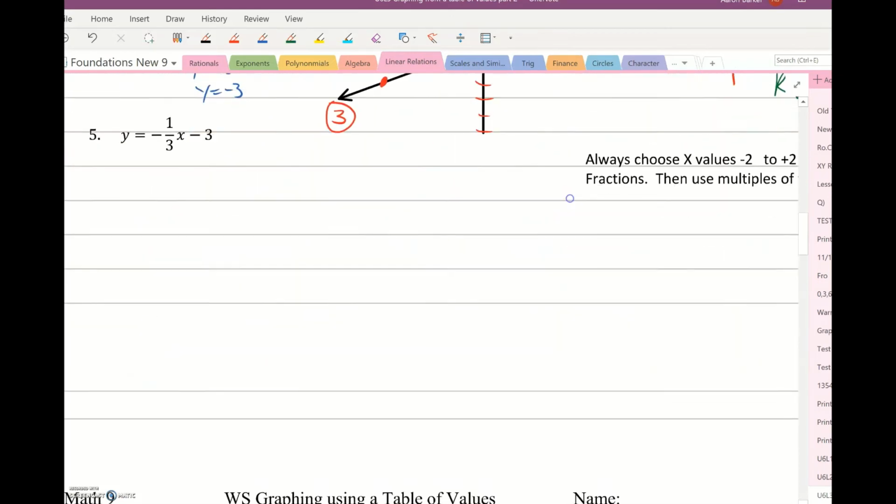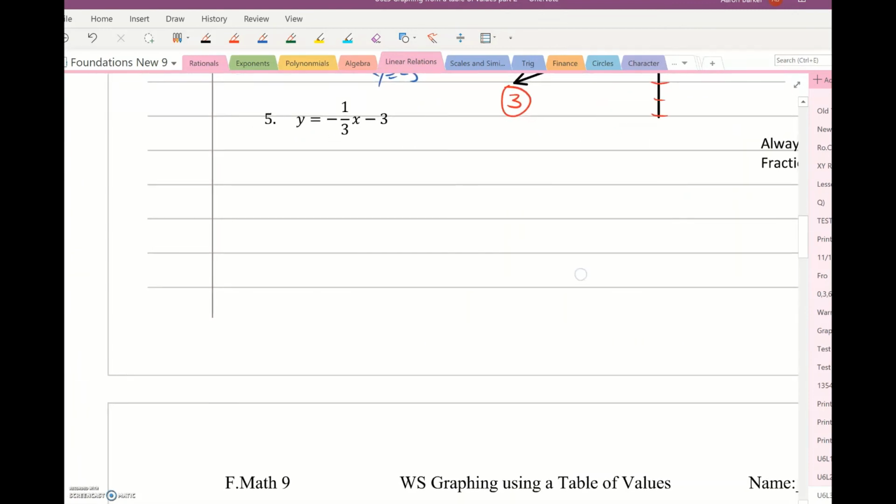Okay. So let's try this one. Okay, so you're trying this one. What numbers are you going to use? Look at your denominator. So 3 and 6. And with the negatives, -3, -6. And don't forget our good friend, which makes it easy, which is 0.